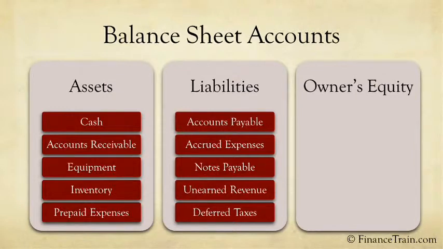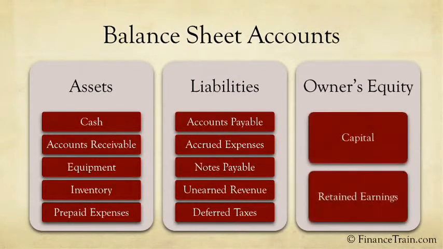The common types of owner's equity accounts include capital and retained earnings. The capital account includes both the money invested by the owner and the money withdrawn for personal use. The retained earnings account represents the portion of net income retained by the business.